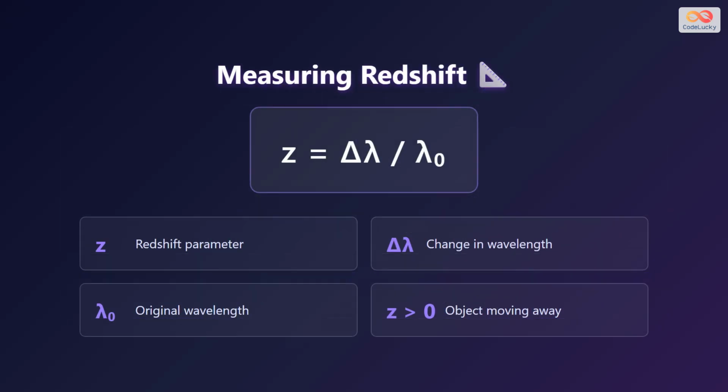Scientists use a simple formula to measure redshift. The redshift parameter, denoted by the letter Z, equals the change in wavelength divided by the original wavelength. Let me break this down. The change in wavelength is how much the light has stretched. The original wavelength is what the light looked like when it was first emitted. When we calculate Z and get a positive value, it tells us the object is moving away from us. The larger the Z value, the faster the object is receding and the more the light has been stretched.